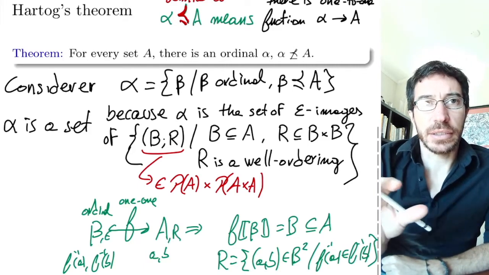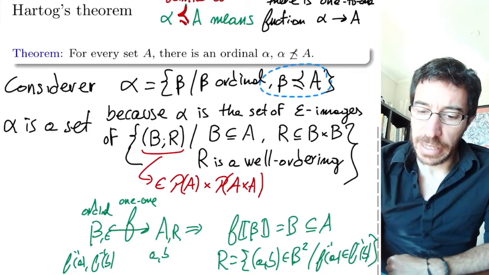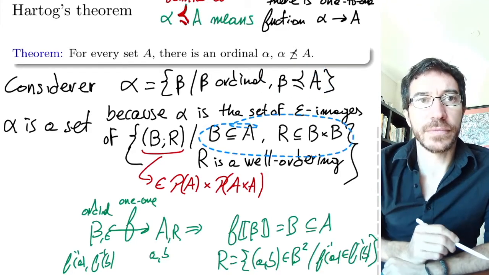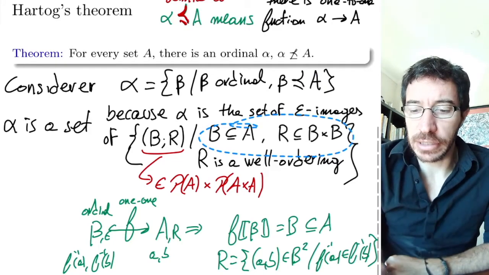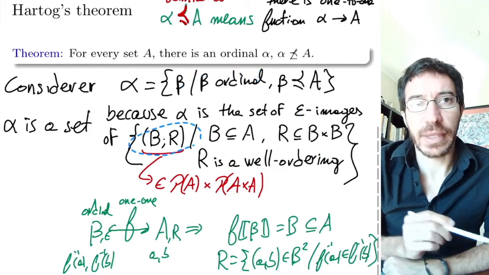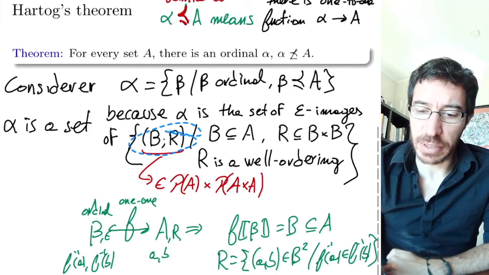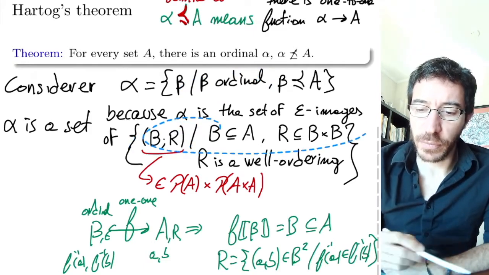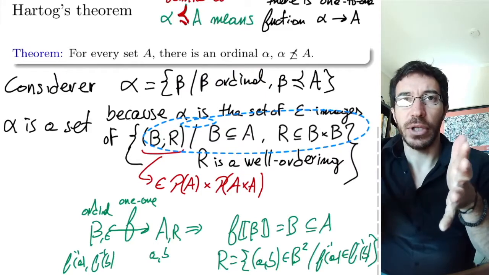So we get that every ordinal that is dominated by A is isomorphic to one of this form for a subset of A. And if it's isomorphic and it's an ordinal, then that means that beta is an epsilon image of that well ordering. And the other way around is quite obvious, right? If you have the epsilon image of something of this form, well, the epsilon image gives you a bijection between the ordinal and the well ordering.